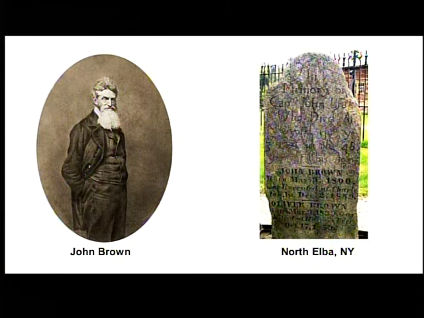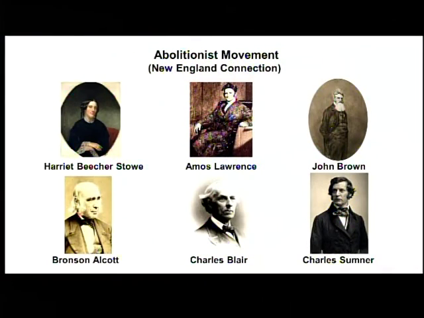So what I want to do is, we'll go to the next slide here. The last slide. In our presentation here, this is our 4th episode, of course, and we've talked about the New England Connection. We've talked about Harriet Beecher Stowe, who wrote Uncle Tom's Cabin. Then we talked about Amos Lawrence, the very wealthy businessman from Boston, and he financed Lawrence, Kansas, that whole abolition movement and the settlers that went out to Kansas. And of course, John Brown from Torrington, Connecticut.